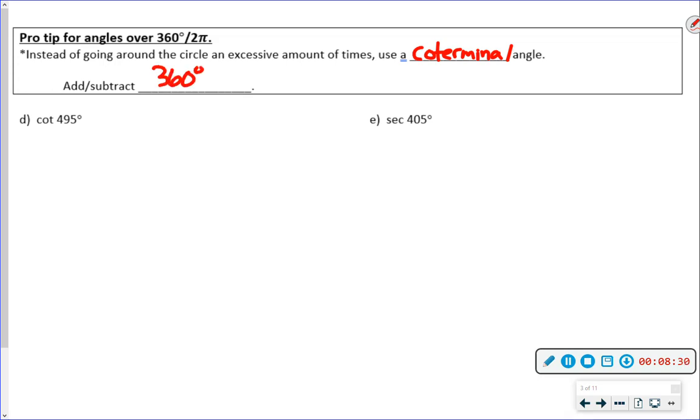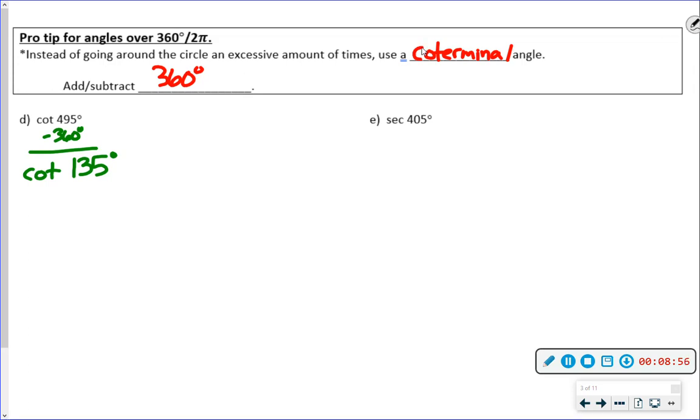So I see that 495, that gets a hard boo. I don't want to go a full circle plus some more. So I'm going to make my life easy and use my coterminal. I'm going to take 360 off. You'll land at the same spot. What's 495 minus 360? 135. I hope nobody used their calculator for that. Okay. All right, mark out your 135.